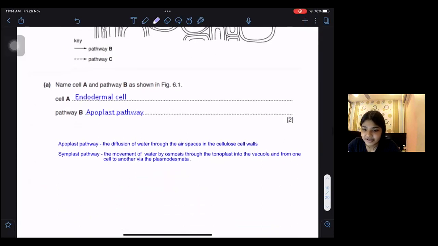Just a quick recap. Basically, the apoplast pathway is the diffusion of water through a series of air spaces in the cellulose cell wall, so the water does not cross the partially permeable cell membrane. While the symplast pathway is the movement of water via the cytoplasm, where it can enter the vacuole through the tonoplast, and also move from one cell to another via the plasmodesmata.